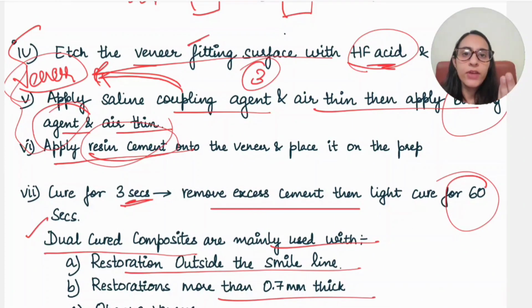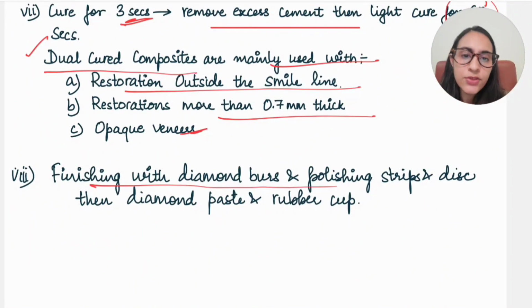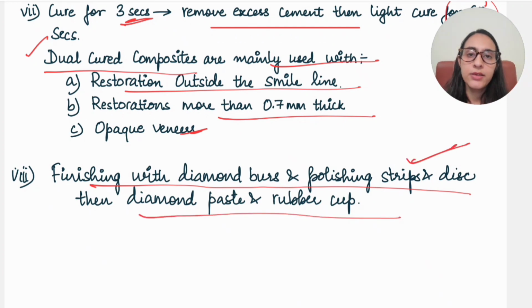Once you are placing these veneers, you can use a sticky micro brush so that the veneer sticks to the tooth perfectly. Then we finish with the help of a diamond burr or polishing strips or disc, then the diamond paste and rubber cup, and this is how a porcelain veneer crown is given to the patient.